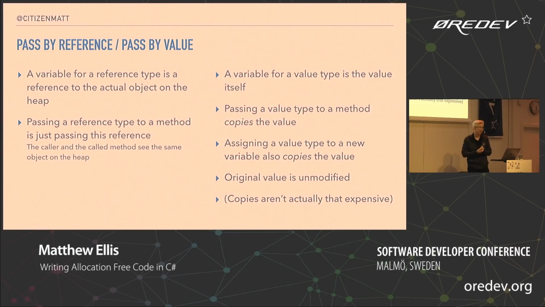Okay, but what do pass by reference and pass by value mean? Again, it's the idea that a variable for a reference type is a reference to an object living on the heap, whereas the variable for a value type is the value itself. So a variable of an integer is the number 42, it's the value. Passing a reference type to a method is just passing the reference, so the method sees the same object. If I modify that object, both the caller and the called method see the changes. Passing a value type to a method copies the value, and if you assign it to another variable, you also copy the value. The original value is unmodified, and it's also important to point out that the copies aren't actually that expensive. But if you're talking about these kinds of low-level micro-optimizations, then they do start to add up.